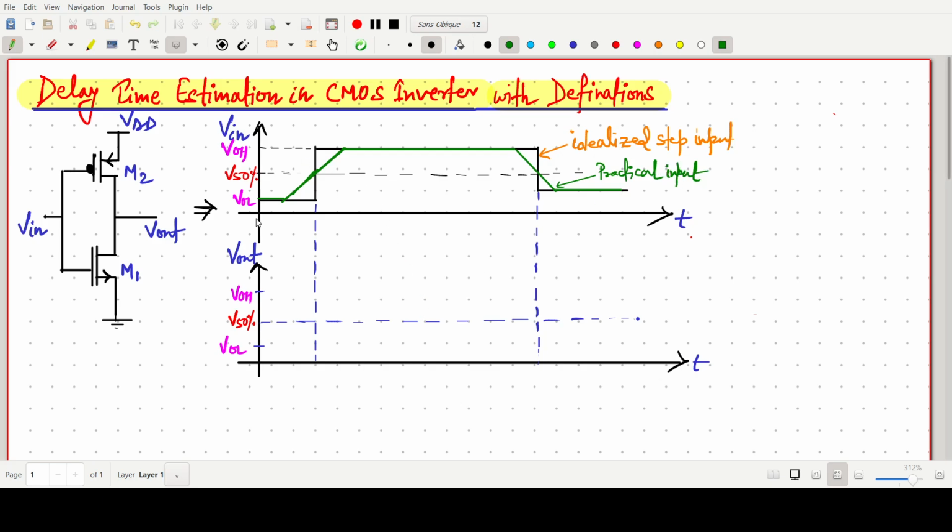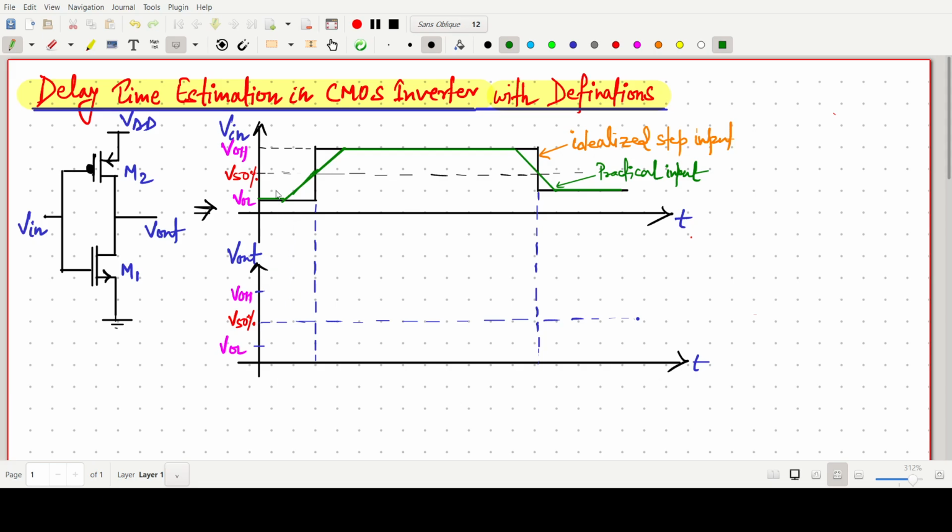Now this one is the input. It will start from VOL and go up to the maximum VOH. A step input is the ideal one, and this one is the practical one. So we have to draw the corresponding output waveform.